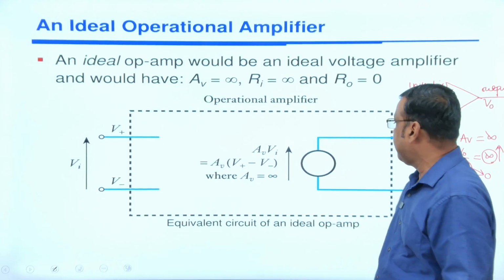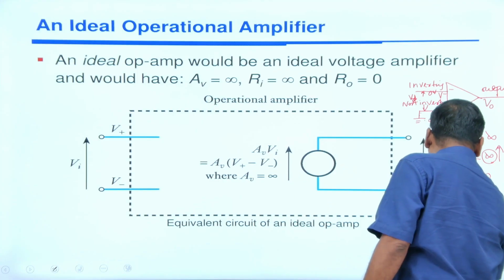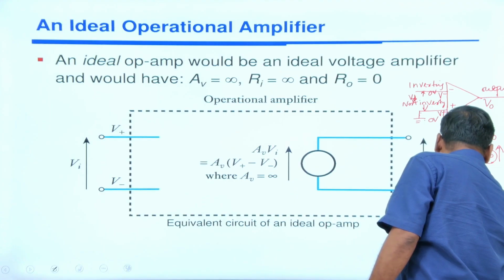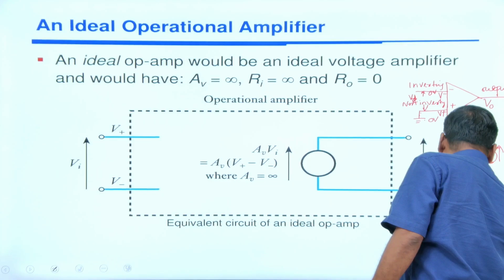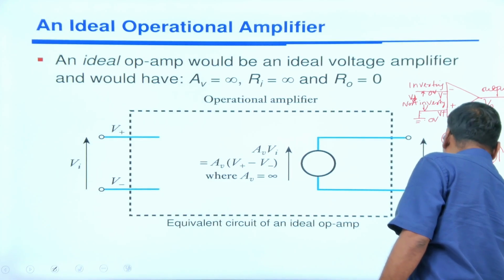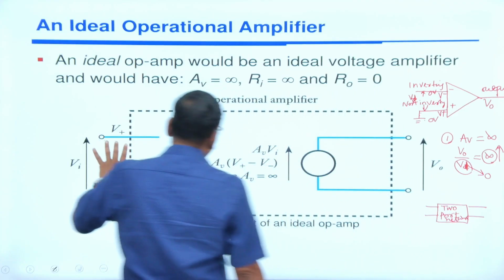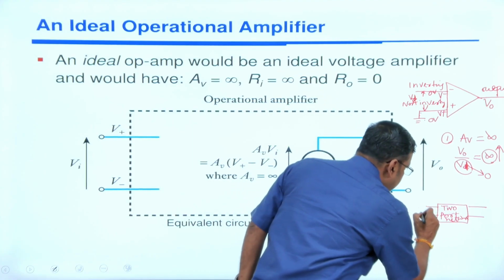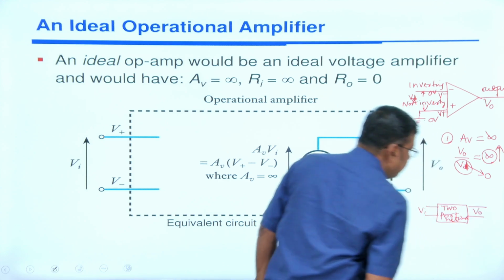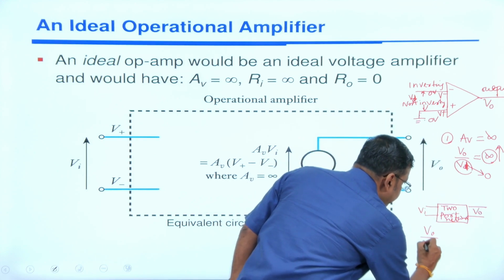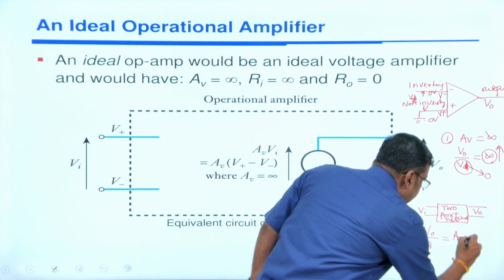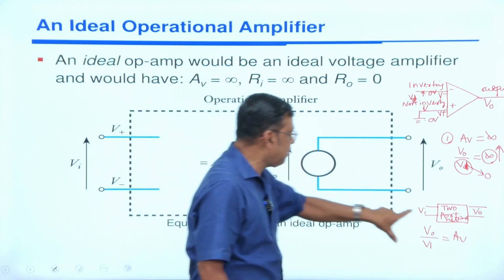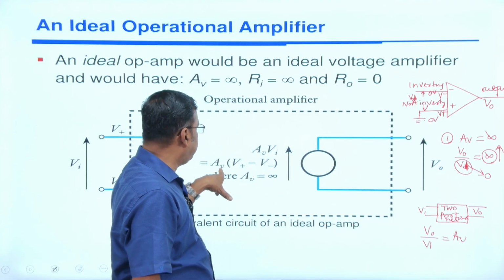What is a two-port network? In case of a two-port network, this is your input port and this is your output port. We know that this is your input voltage Vi and this is your output voltage V0. So V0 by Vi is your gain, your AV, and V0 equals AV into Vi.